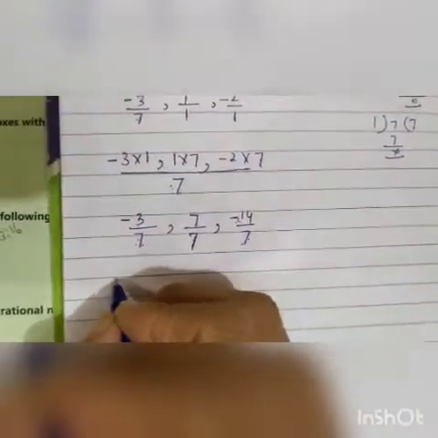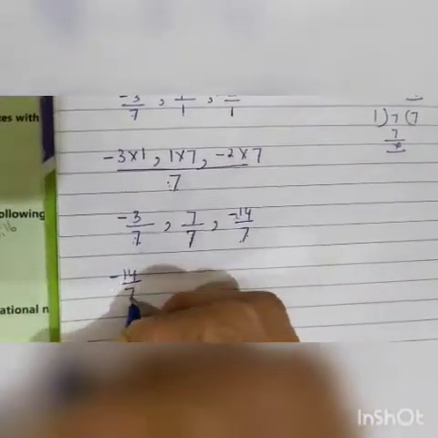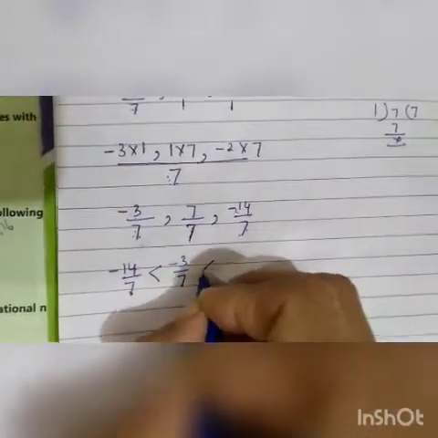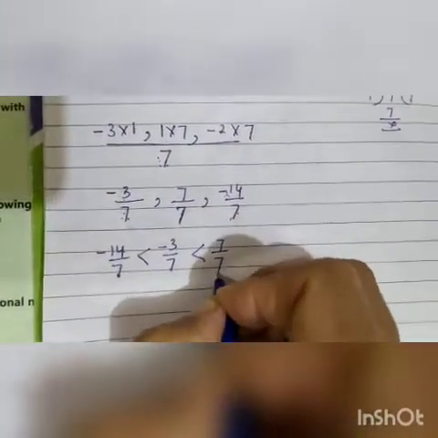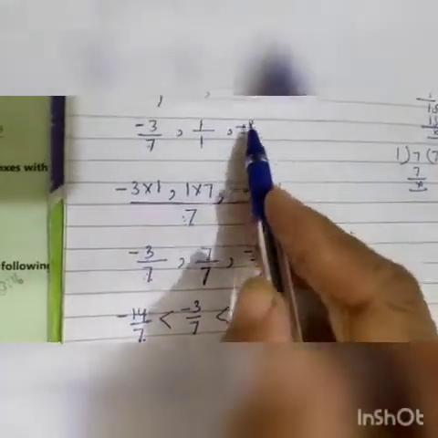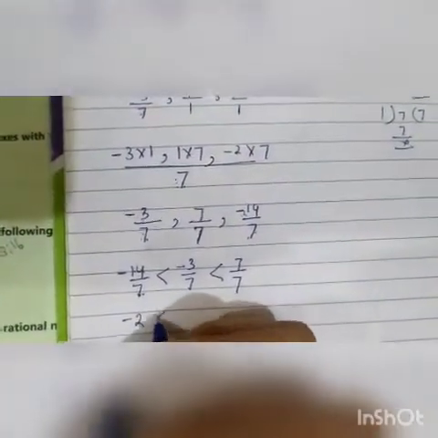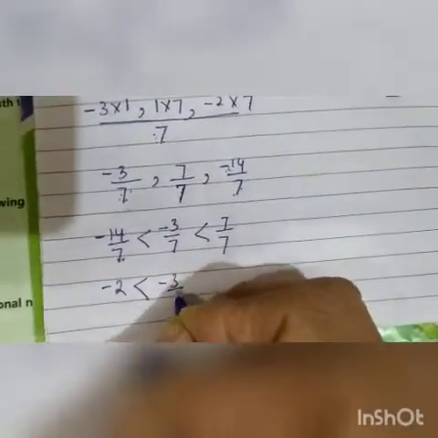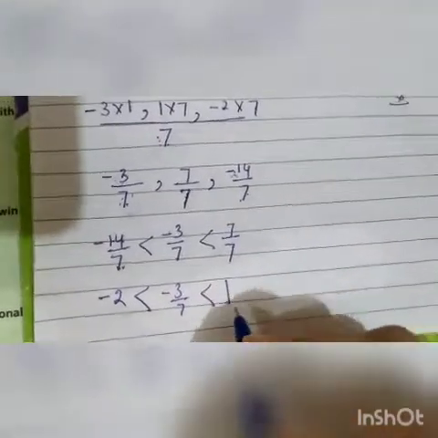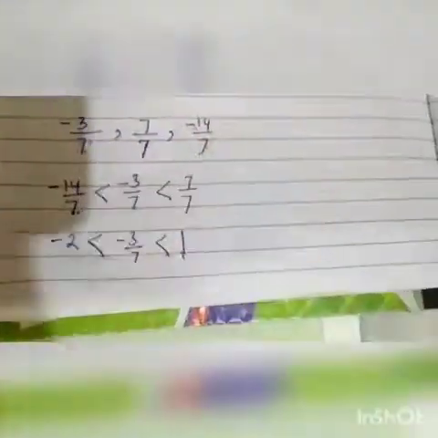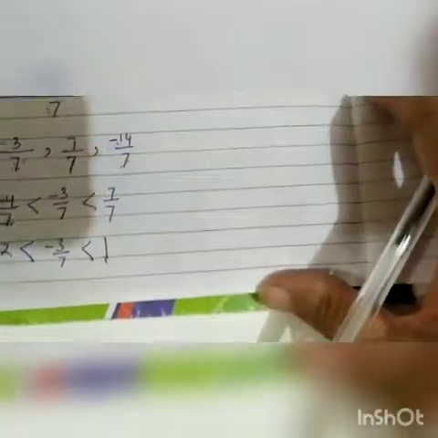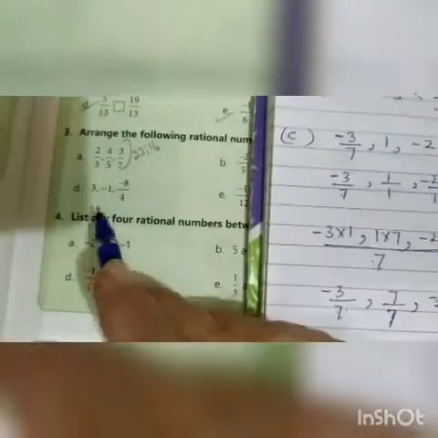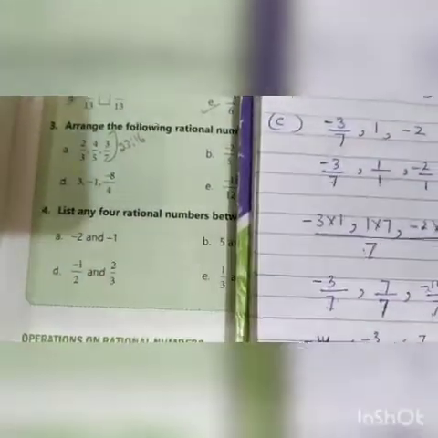So first we will write minus 14 upon 7. It is the smallest rational number. Then minus 3 upon 7. Then the largest is 7 upon 7. Minus 14 upon 7 means minus 2. Then minus 3 upon 7 means minus 3 upon 7. Or 7 upon 7 means 1. This is the ascending order of the given rational numbers. Next part D is 3, minus 1, minus 8 upon 4.